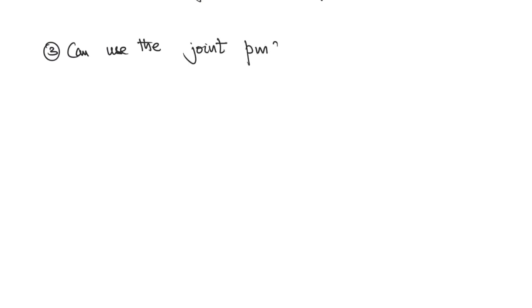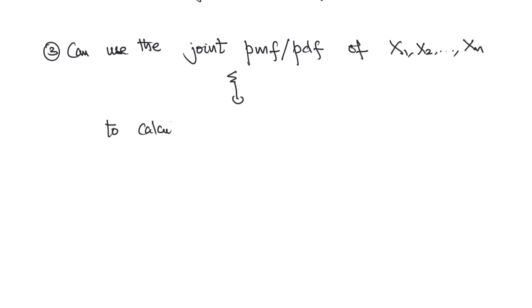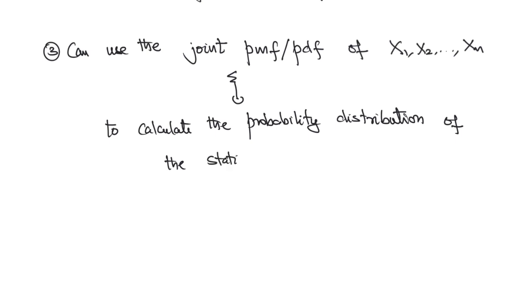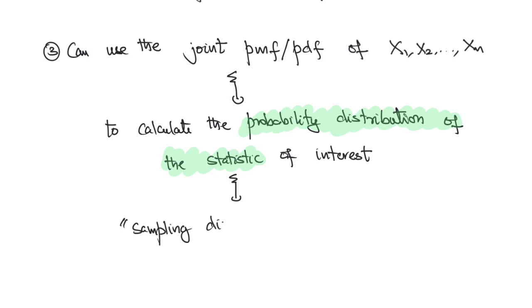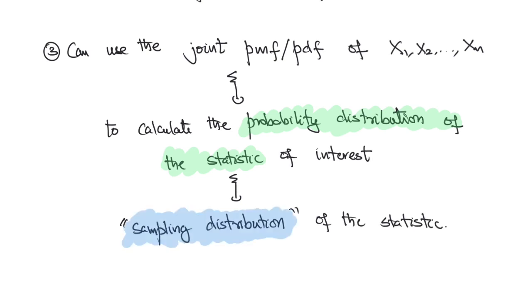We can use the joint PMF or the joint PDF of the random variables x1 through xn to calculate the probability distribution of the statistic of interest that we're working with. This probability distribution is often called the sampling distribution of the statistic. We will be calculating a few of these in future videos.